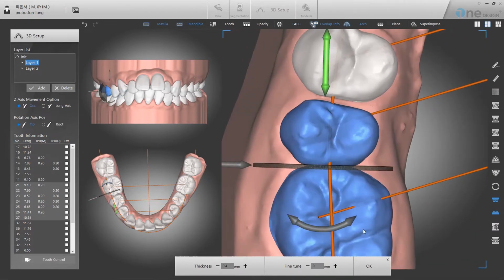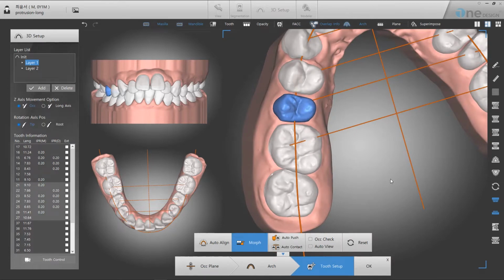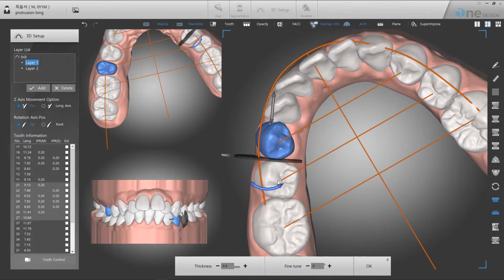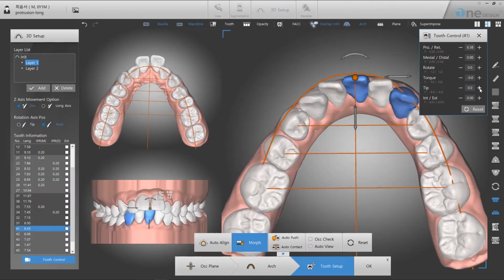Tooth number 11 and 21, number 13 and 14, number 14 and 15, number 15 and 16, number 22 and 23, number 23 and 24, number 24 and 25, number 25 and 26, number 34 and 35. We proceed with expansion after applying IPR.